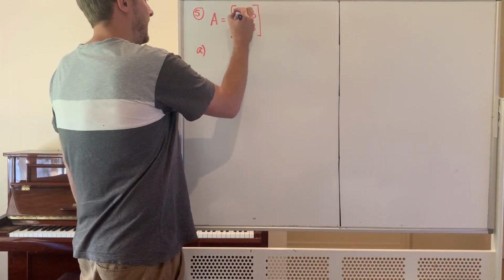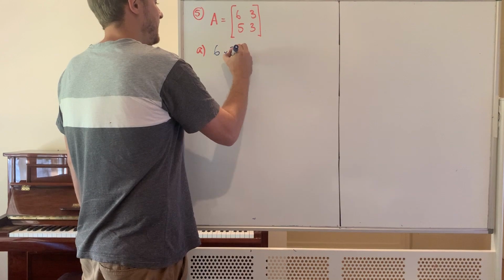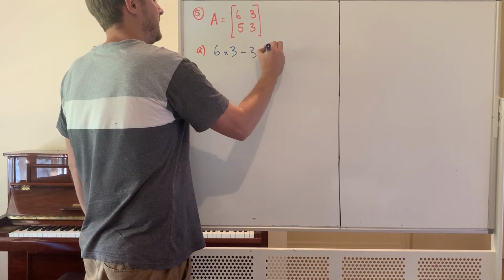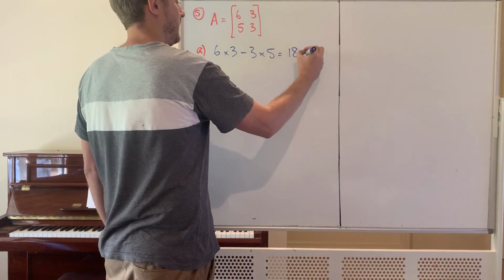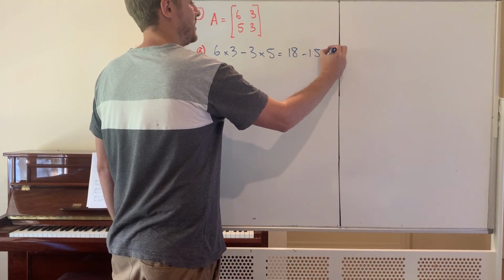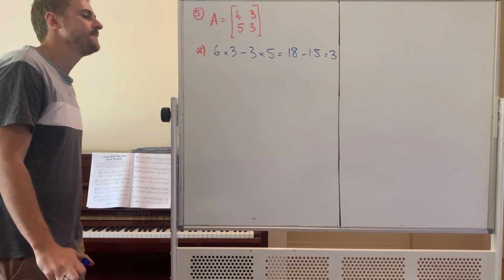Alright, so the determinant, A times D, 6 times 3, minus B times C, 3 times 5, 18 minus 15, which equals 3.